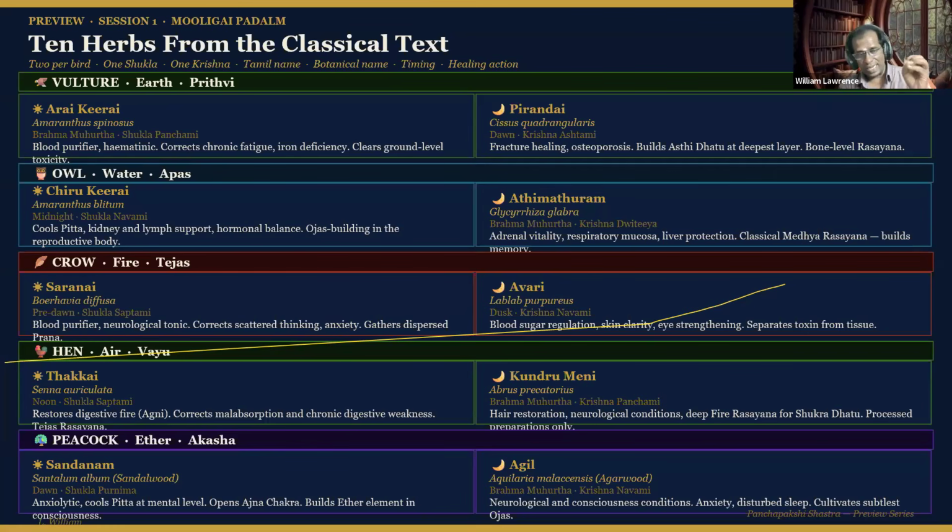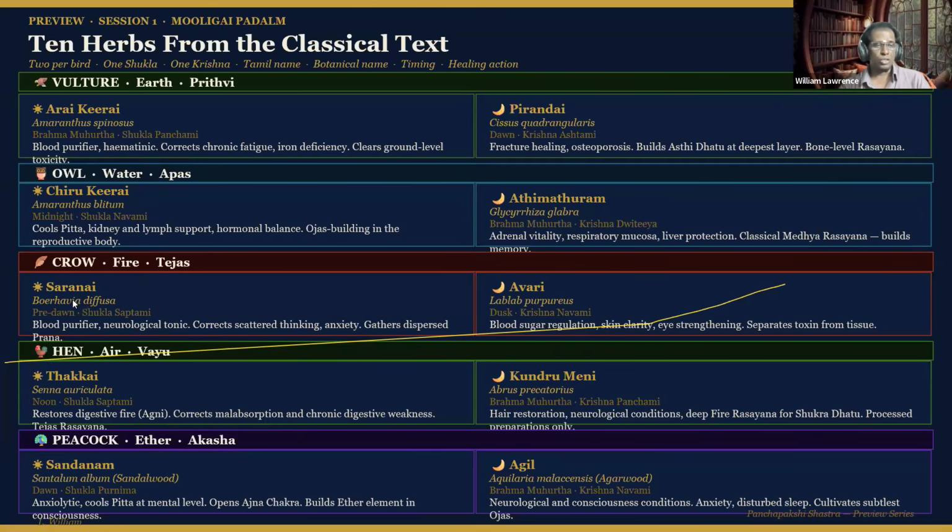So see, this is just a hint. In the class, I will give you all 108 herbs, and which herb is good for what. So this owl rules the water element, so taking this balances and harmonizes the water element.